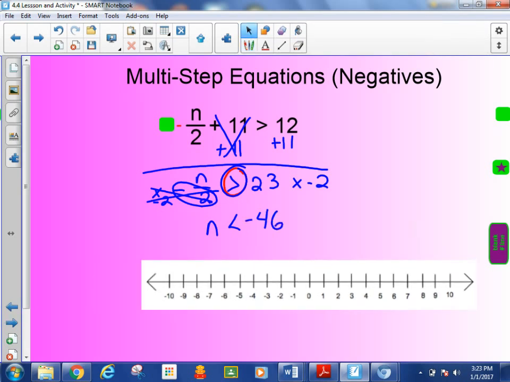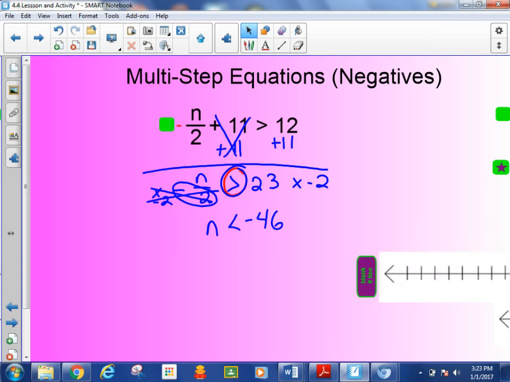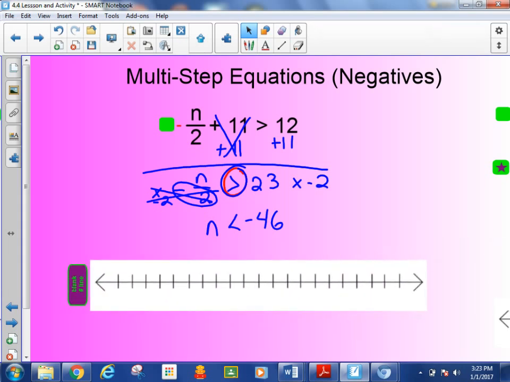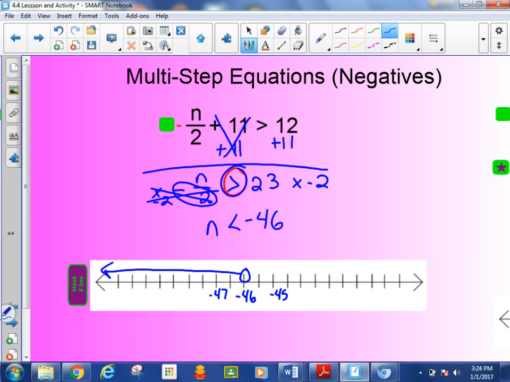Okay, I'm going to move this graph out because it's not going to be big enough for me. Let's see, we've got negative 46 we'll throw in the middle, maybe negative 47 here, negative 45 here. You can do as many numbers as you'd like. I would like you to try and use at least 3. Now I'm going to do an open circle on negative 46, and n is the smaller number, so my arrow should go this direction.